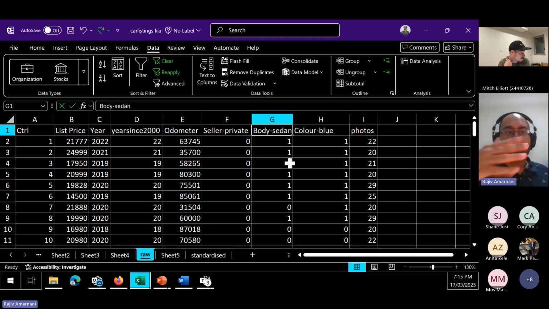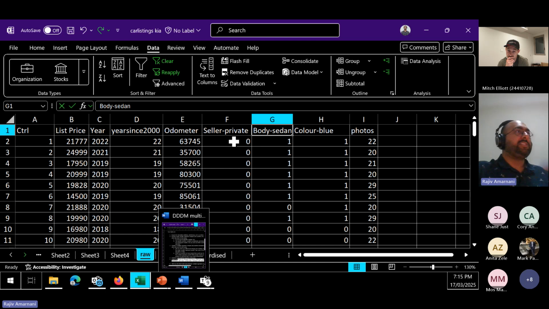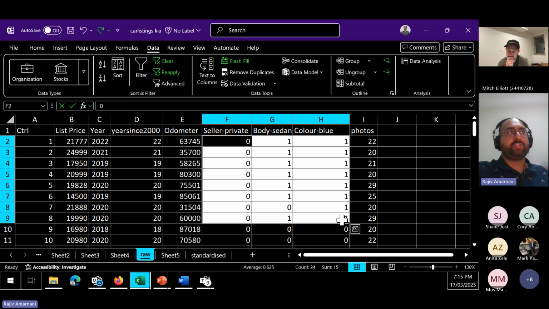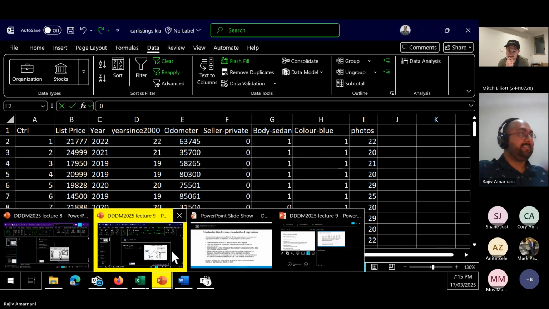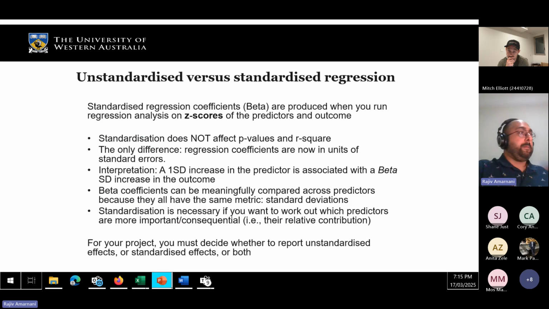The specific process and details are in last week's lecture, how you dummy code, and the rules to follow. Yeah, so these dummy variables, as we call them, should also be standardized. You should also compute their z-scores if you are running a standardized regression. All right, so anything else on standardized regressions?